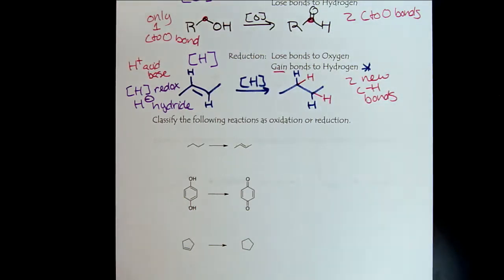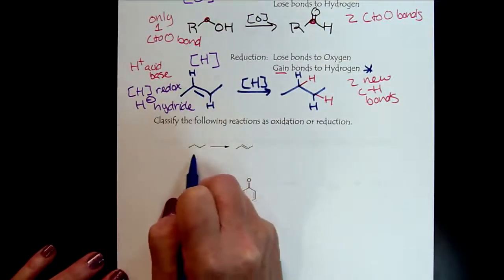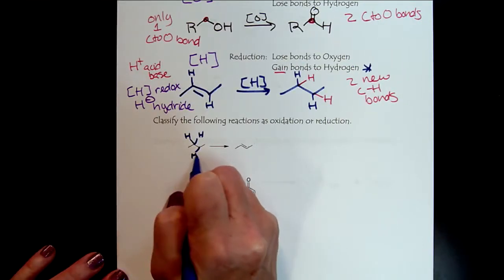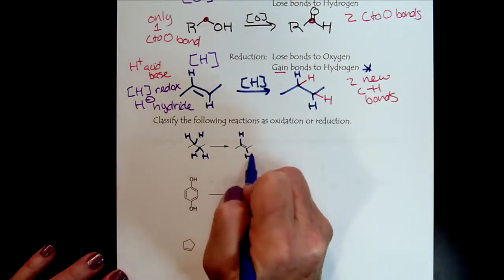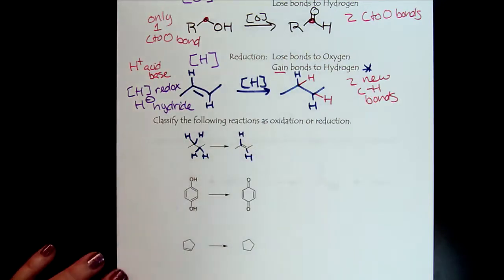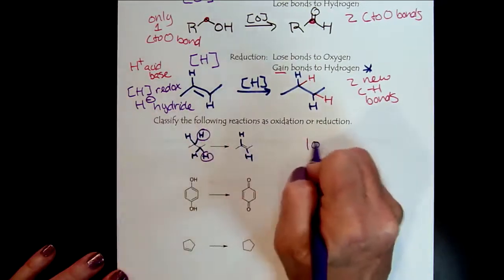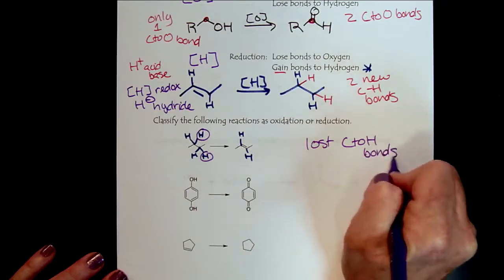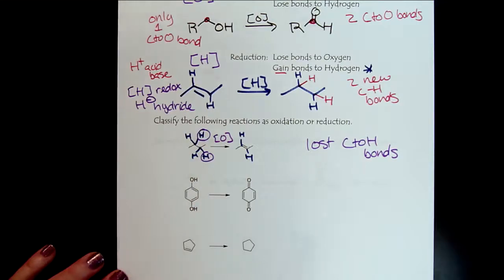All right, so on this first one, we see where the change is occurring. So let's draw in the missing hydrogens so we can look for change. And then we can see this is actually the reverse of our practice, right? Here, we lost carbon to hydrogen bonds. And so that would be an oxidation, right? So here's the reduction and the oxidation. They can go back and forth.